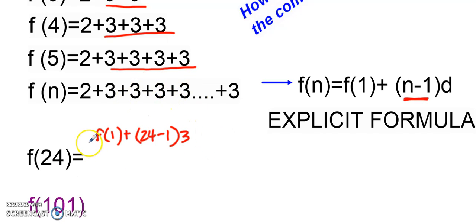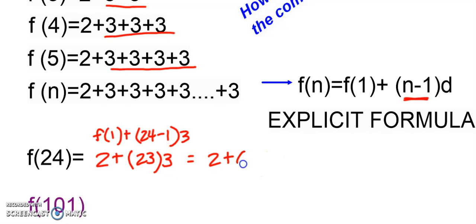Now, f of 1 was actually 2 right here. So I'm going to take 2 plus, and I'm just going to simplify this right here. 24 minus 1 is going to be 23. So I want 2 plus 23 times 3. Then I'm going to work that out. Well, 23 times 3 ends up being 69.